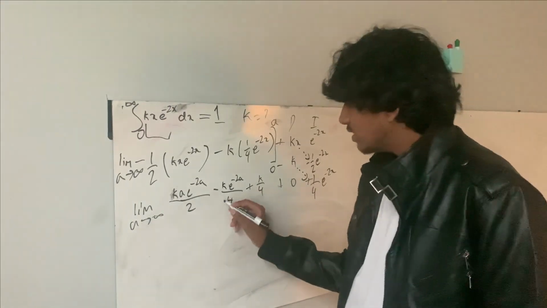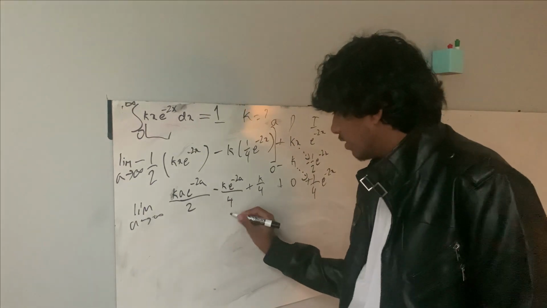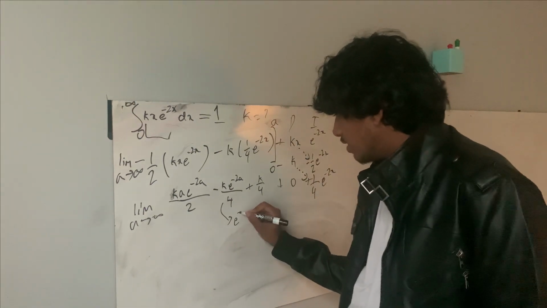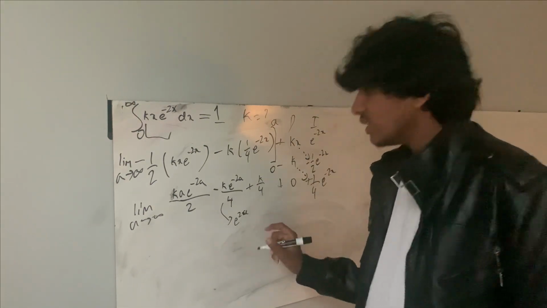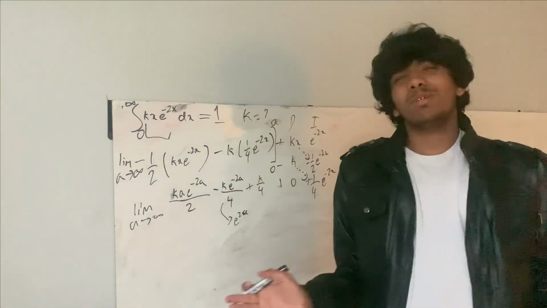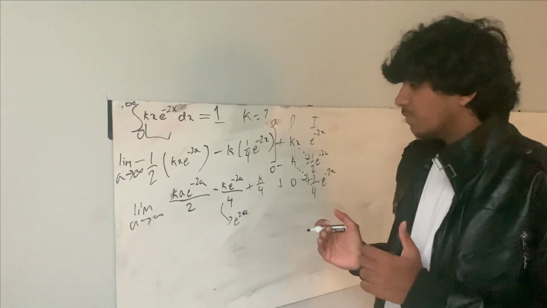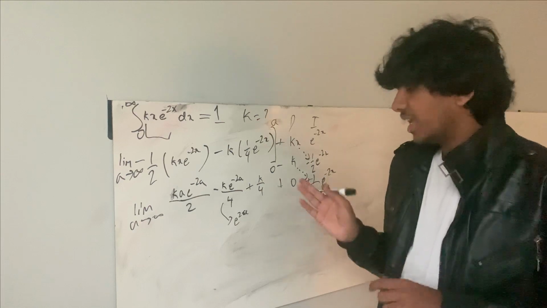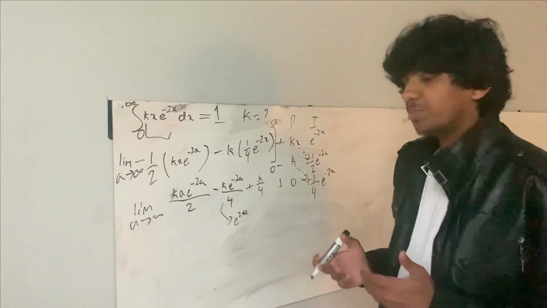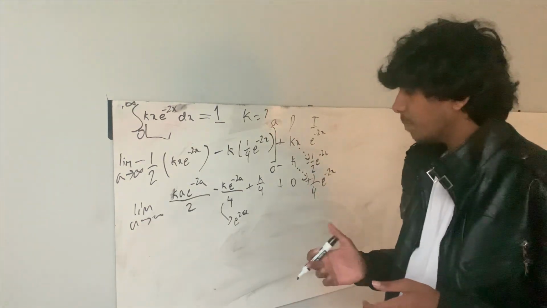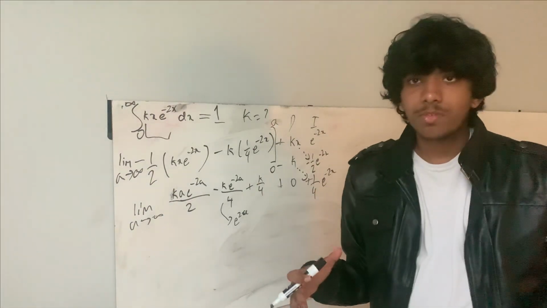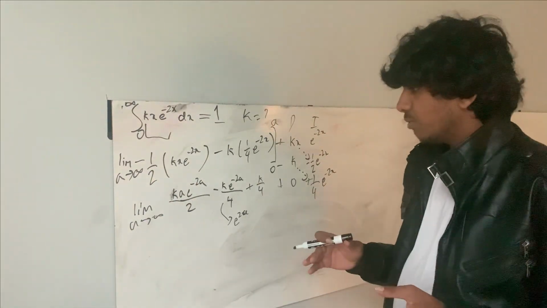So when you imagine this e on the bottom, the e to the 2x, or 2a in this case, if I plug a really big number into that, I'm going to end up dividing a smaller number, which is k, which can be any number, and should probably be small because it's an AP Calc question, by a really huge number. I'm going to get 0.